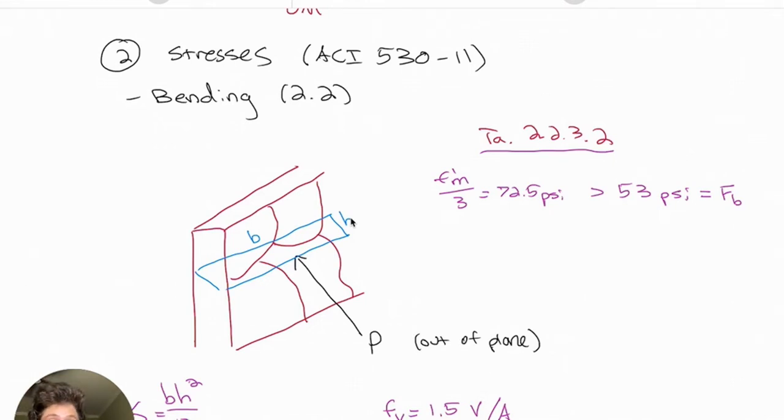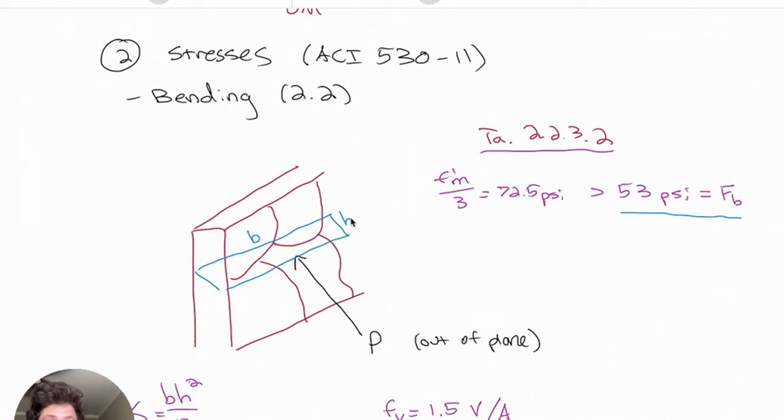for out-of-plane bending, and here for loads normal to bed joints, Portland cement, and solid units in running bond, which are the assumptions we make, we read a required capacity of 53 psi. So that would be our FB, or our capacity.